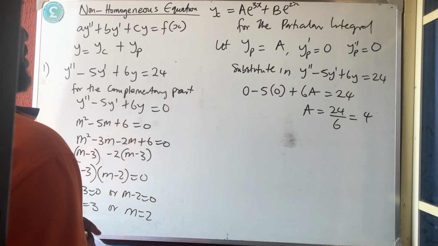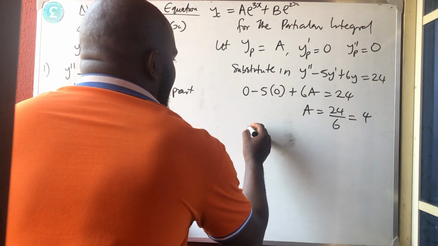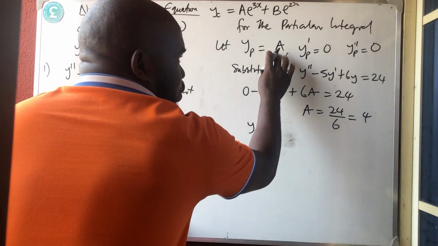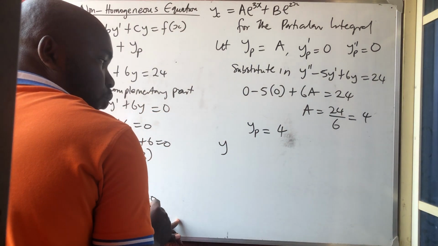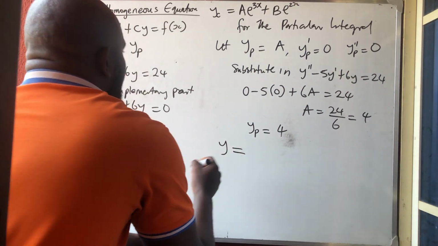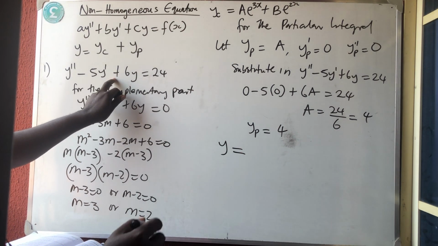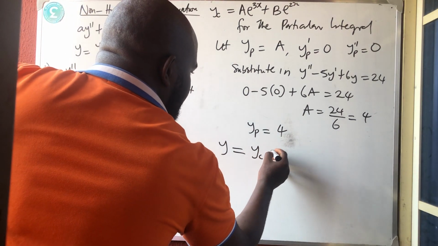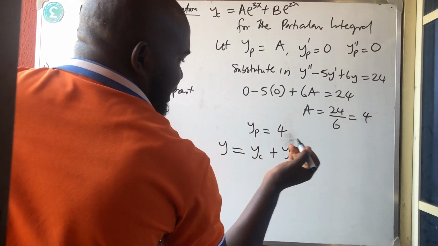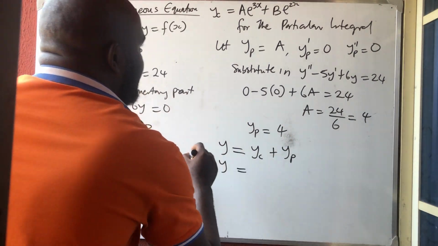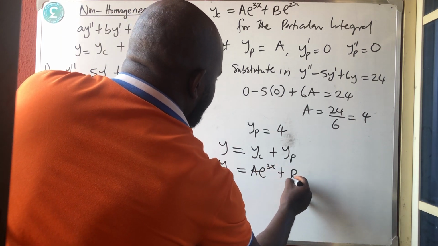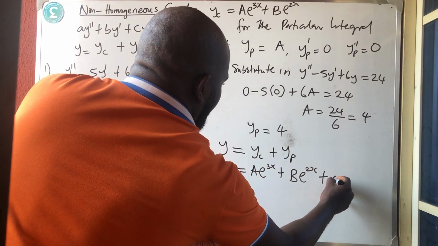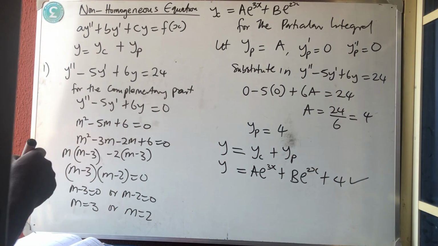Once you have gotten that A is 4, you are done. So my YP, which I'm looking for, is equal to A, which is just 4. So the solution to this second order differential equation is simply YC plus YP, as simple as that. So my Y is equal to A e raised to the power 3x plus B e raised to the power 2x plus 4. And then we are done with that.